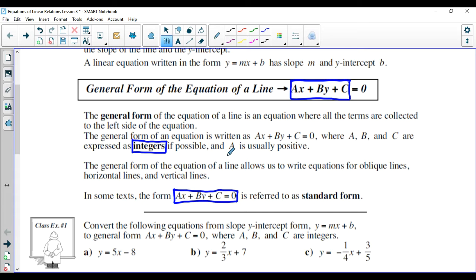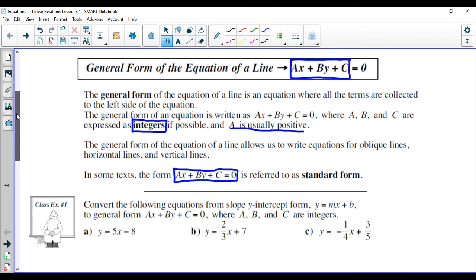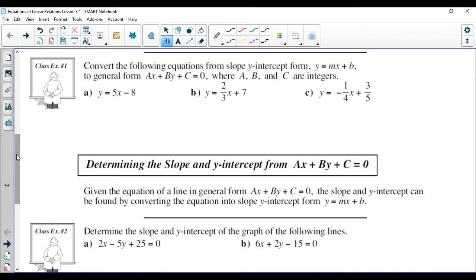The other thing about this equation is that when we decide which side of the equation to collect the terms onto, it's customary for the value of a to be a positive number. So whatever the x term is, we want it to be positive. We don't want a negative sign in front of it. Okay, so let's illustrate how we would do this. The first example says we're starting off with an equation in the form y equals mx plus b, and I'm going to convert that to the general form of the equation.